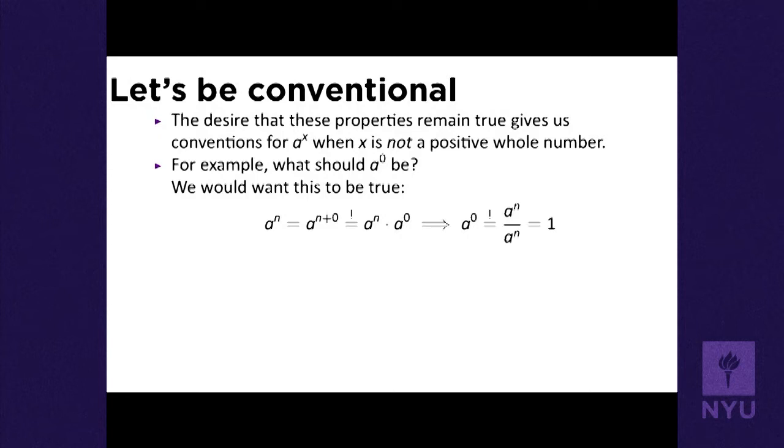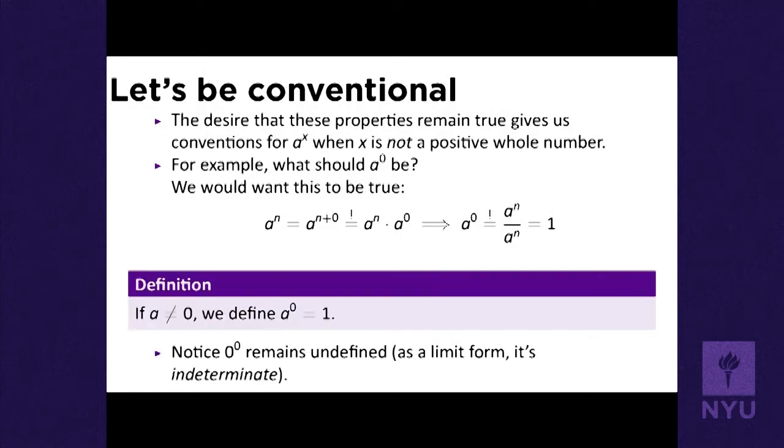I put this little exclamation point here. That's my notation. It's not standard notation, just to say that this is an equation that we want to be true. And we would like to say that a to the n is equal to a to the n times a to the 0. We don't know what a to the 0 is, but what should it be if this equation has any hope of being true? 1, right? So we would say that a to the 0 is 1 in order for this equation to be true.